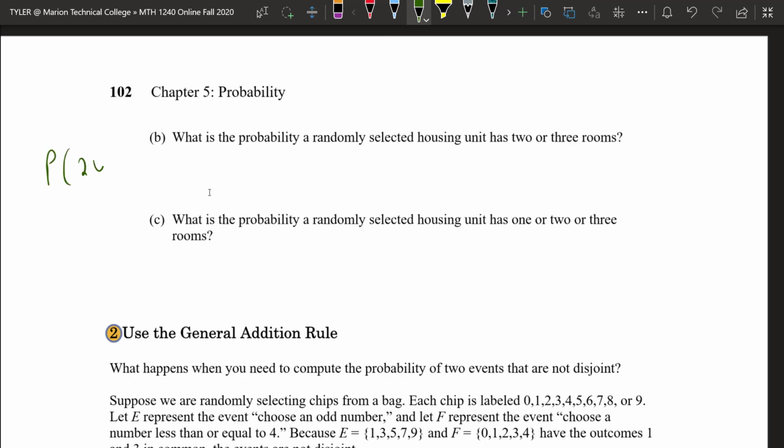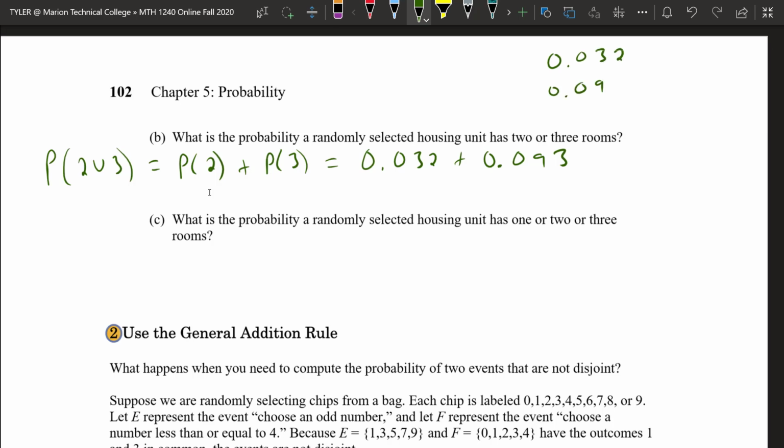the probability that we get 2 or 3 rooms would be equal to the probability of having something with 2 rooms plus the probability of 3 rooms. Plugging those values in from the table would be 0.032 plus 0.093. If we add those up really quick, we get 0.125.